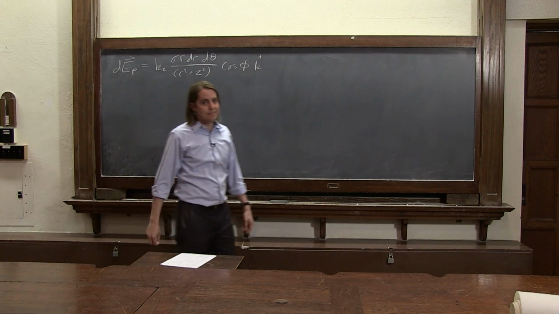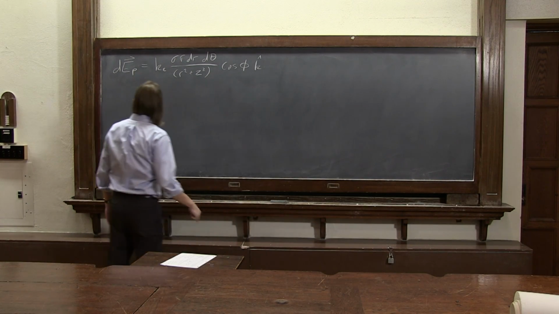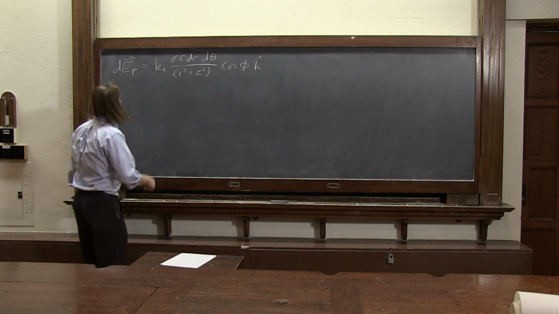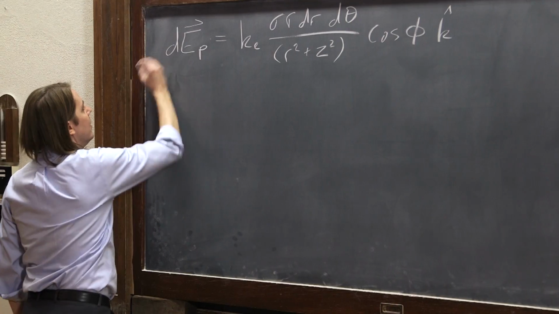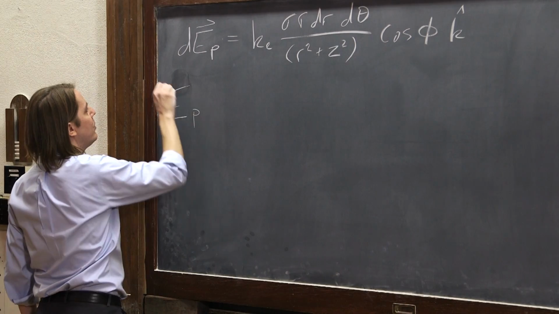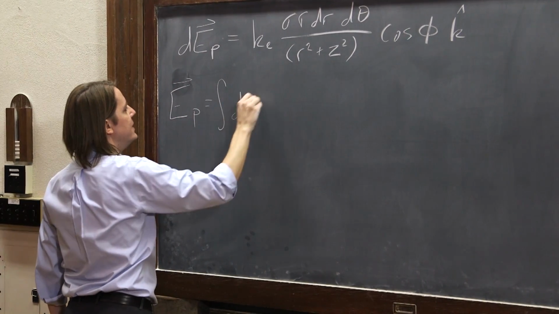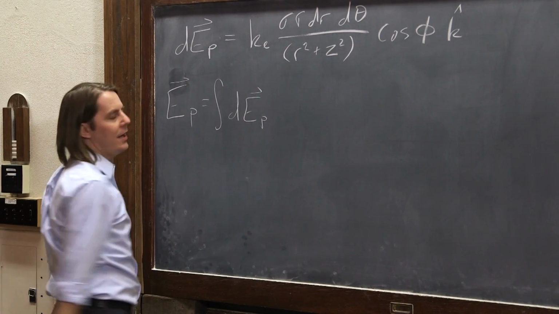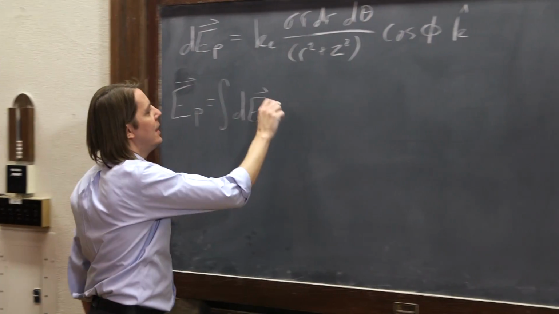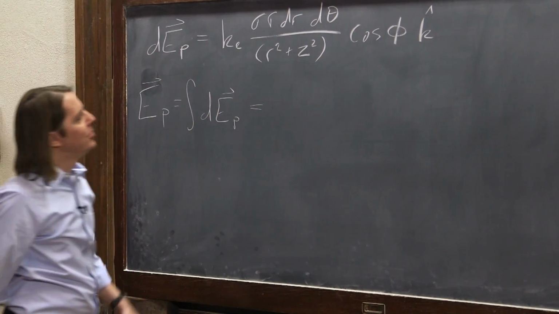We have our dEP. Now we just have to integrate to get the field. So let's integrate. Let's say that EP, the thing we want, the E field at point P, is the integral of dEP. We're just adding up all the dEPs. And that's the integral of this. But there is something special here.